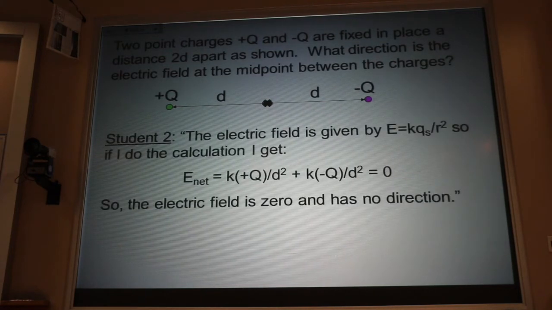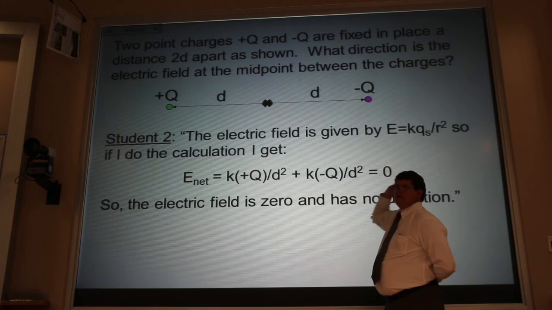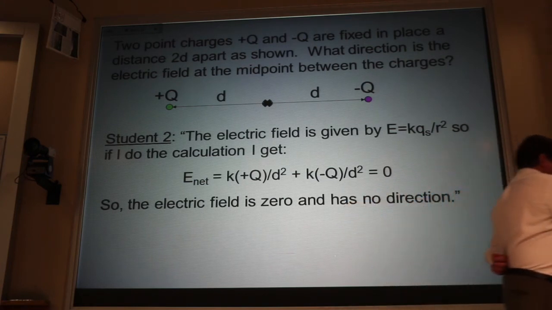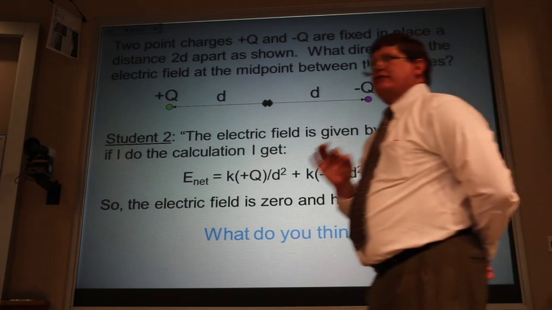Now student 2 says, I think we've all come to realize that student 1 is always wrong, but student 2 sometimes is right. The electric field is given by this Coulomb's law, so if I do the calculation with my calculator, I get a positive contribution here and a negative contribution here, so the electric field is 0 at the midpoint. What do you think? Wrong or sick and wrong? Sick and wrong. That student is misinterpreting the minus sign.